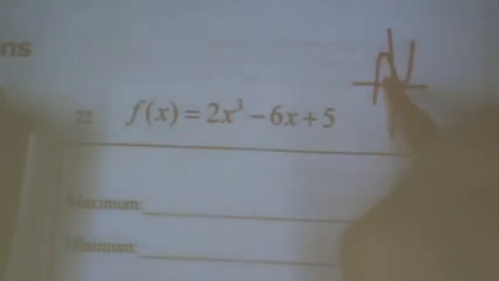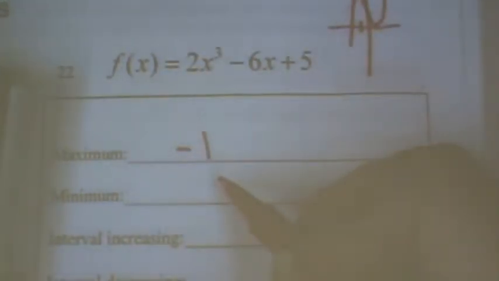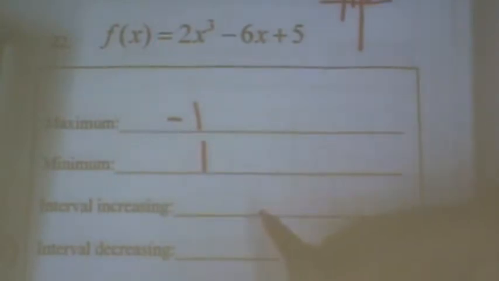Right here, this is -1. What's the minimum? Second, calc, min, I got 1. Did you get 0.999? Okay, good. Round to the nearest 100, which is a 1. So, what are you gonna write for interval increasing? Where is it increasing?